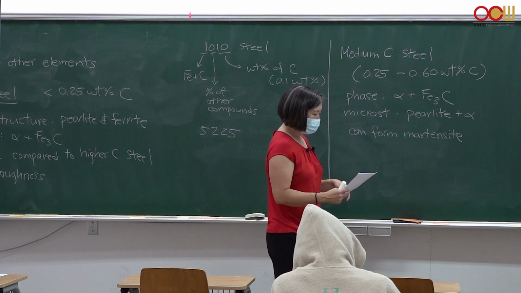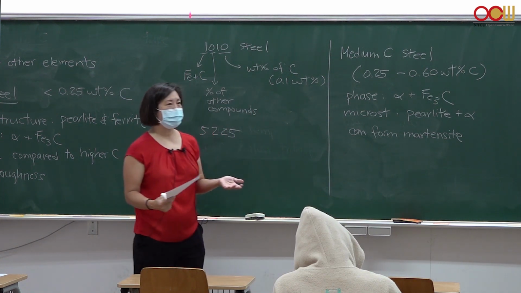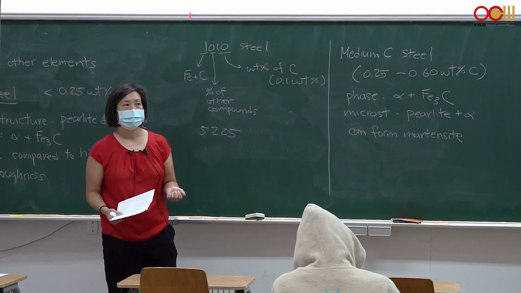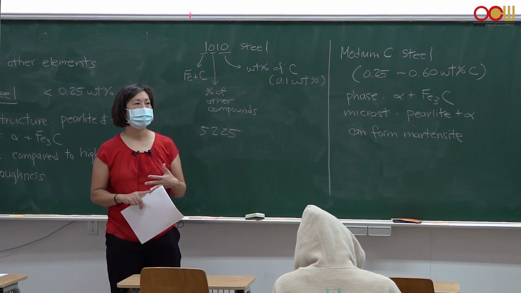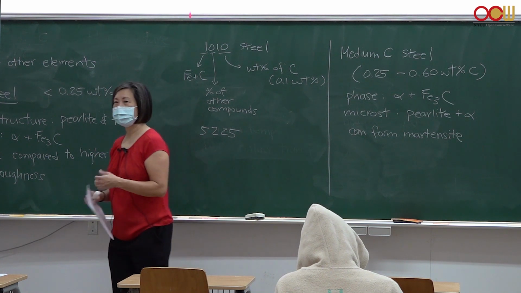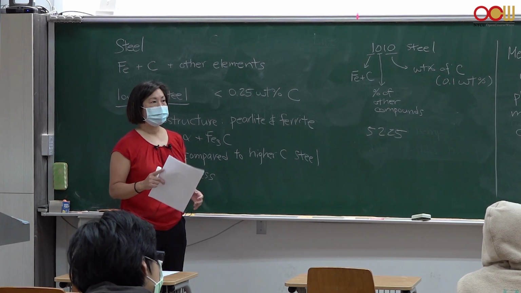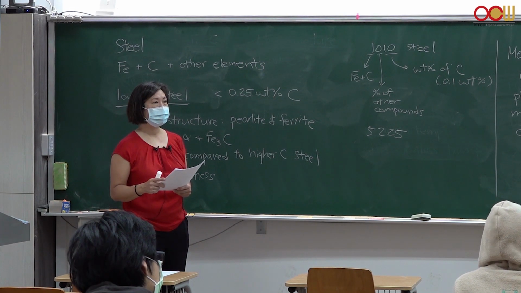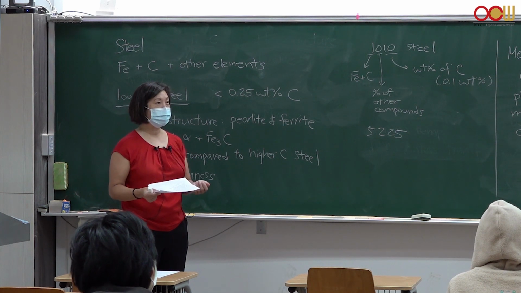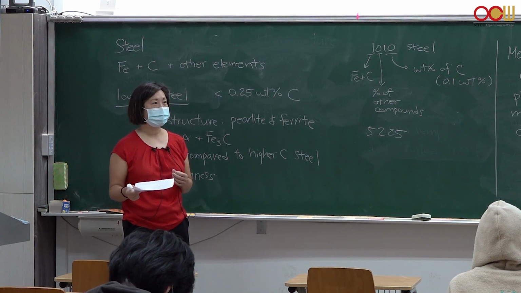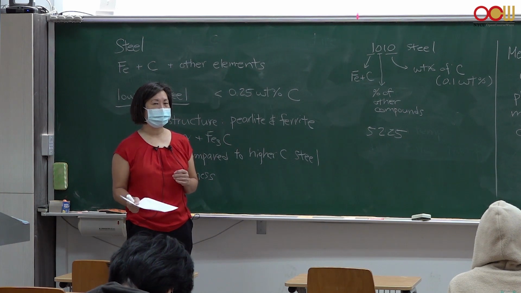It is stronger than low carbon steel. Can you think of a reason why it might be stronger? It has the same phases present and has the same microstructure. Why would it be stronger than low carbon steel? It would have more carbon, right? So it has more defects in that sense. Yes. But it would also have more of something else.